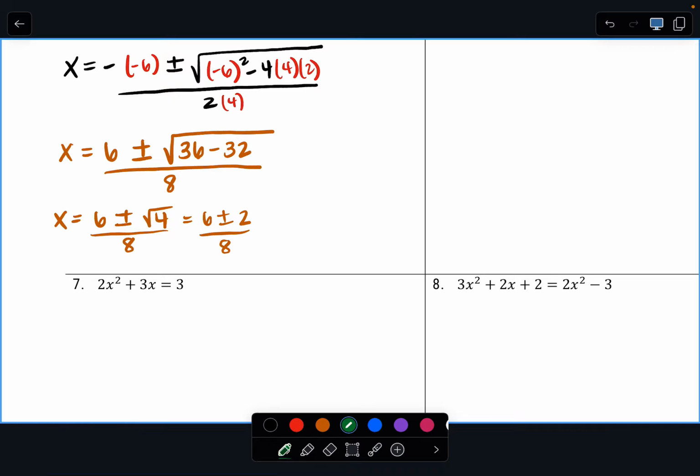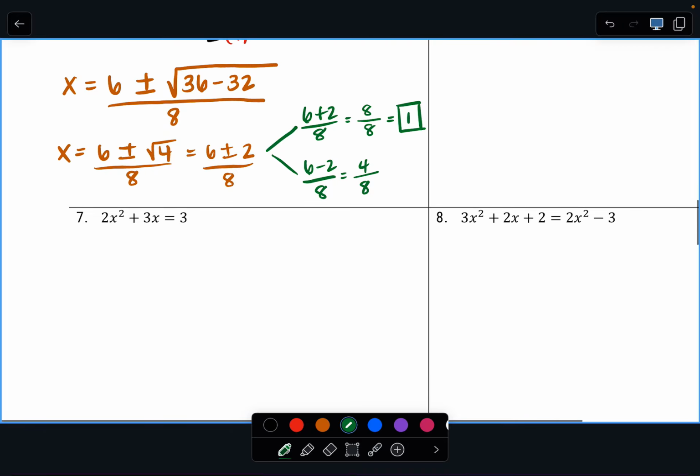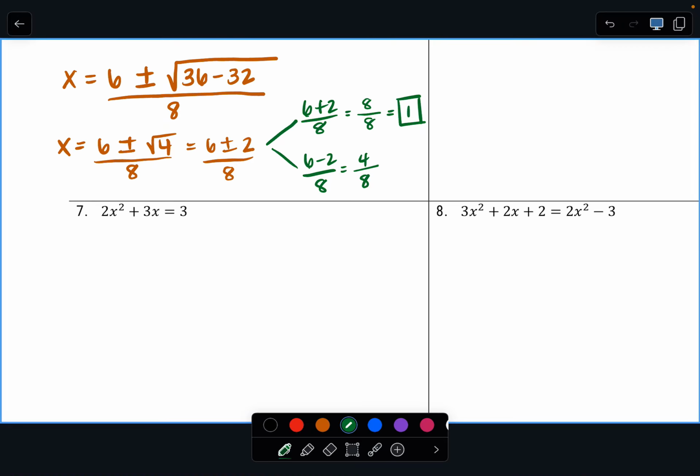So I'm going to have 6 plus 2 over 8. And I'm going to have 6 minus 2 over 8. So what is 6 plus 2? 8. And 8 over 8 is 1. Okay. What's 6 minus 2? 4. 4 over 8. If you get a fraction like this, the expectation is that you simplify it. What does this simplify to be? 1/2.